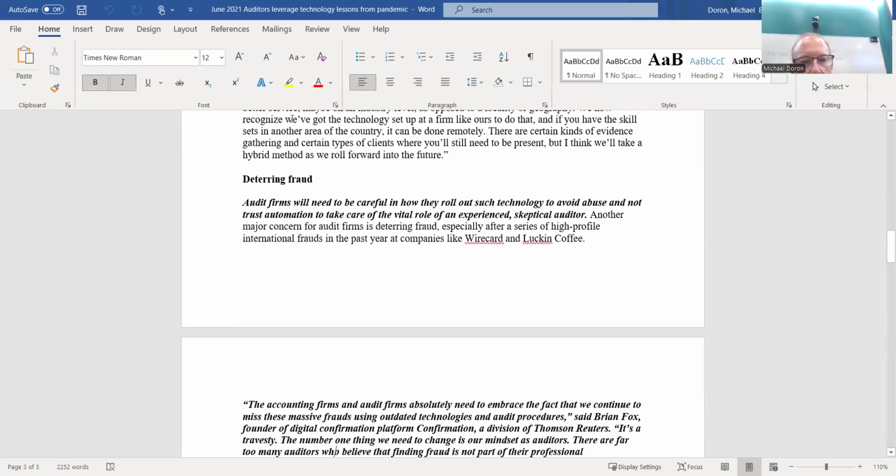Okay, and then he goes on to talk about other stuff here. Deterring fraud. Audit firms will need to be careful in how they roll out such technology to avoid abuse and not trust automation to take care of the vital role of an experienced skeptical auditor. Okay, so you guys are probably already learning this. Technology can make it more efficient, fewer mistakes, but you still need an actual person who can make critical thinking evaluations about whether this is working, whether this has found the dangers of fraud or not.